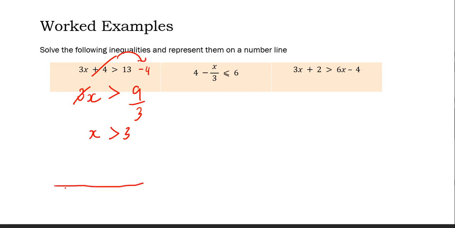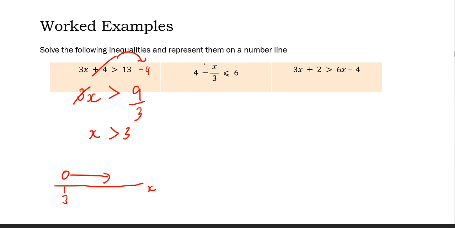Now, I haven't divided by a negative number, so that symbol will not get swapped. Draw it on my number line. There's 3. This number line is called x. x is greater than 3. So I want all my numbers that are bigger than 3. Okay, easy. 4 minus x over 3 is less than or equal to 6.